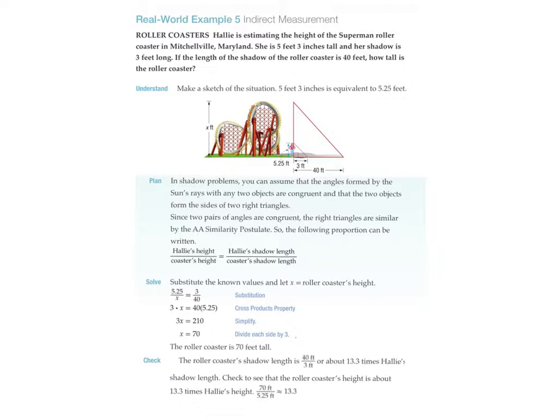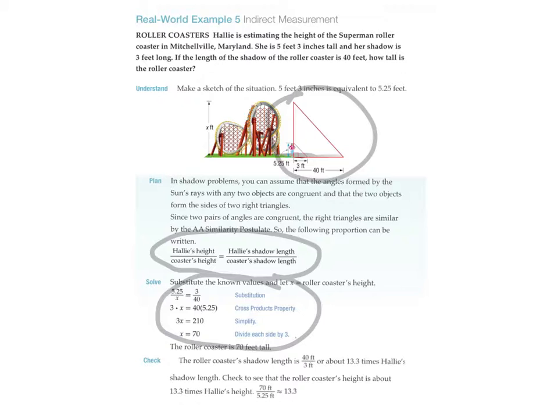Make a sketch of the situation, and again, they've used this double triangle method. It works. Put everything back into equal fractions, cross multiply and solve. And then you can check it as well. So the roller coaster, according to what Hale has done here, is 70 feet tall.